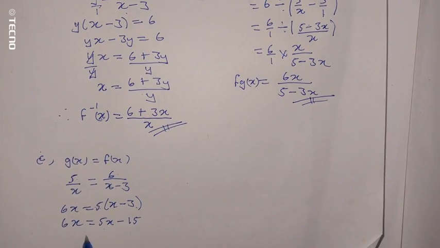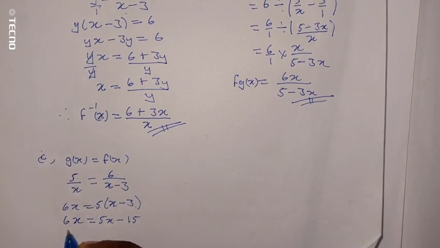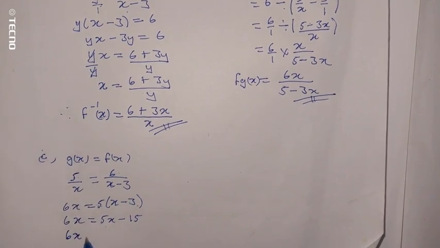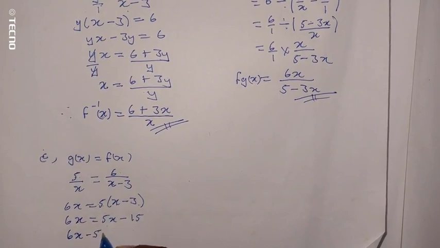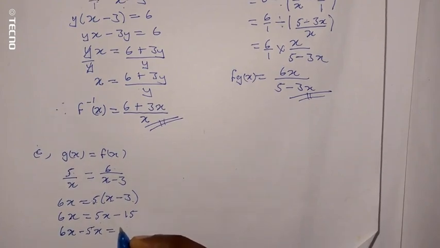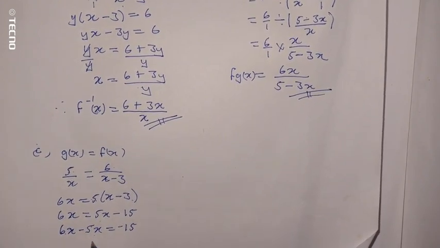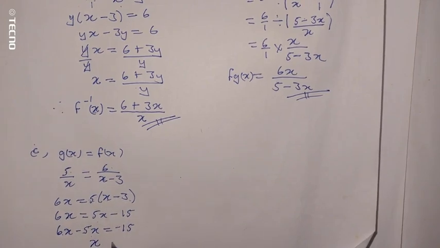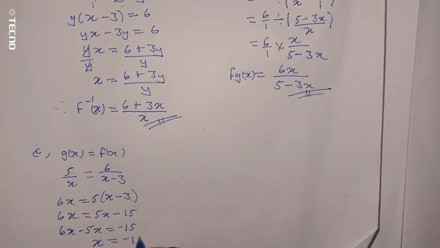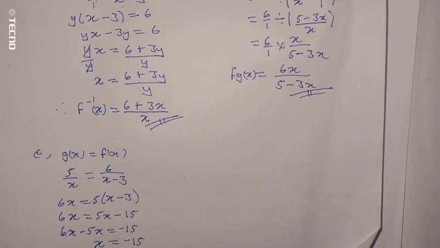Here we collect like terms, or we find the additive inverse of 5x, so that we make x the subject of the formula, because what we want to calculate is the value of x. So 6x minus 5x is equal to negative 15. This and this, what are we going to have? We're going to have x is equal to negative 15. So the value of x is equal to negative 15.